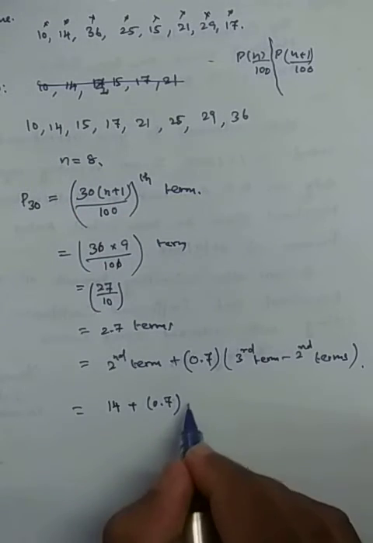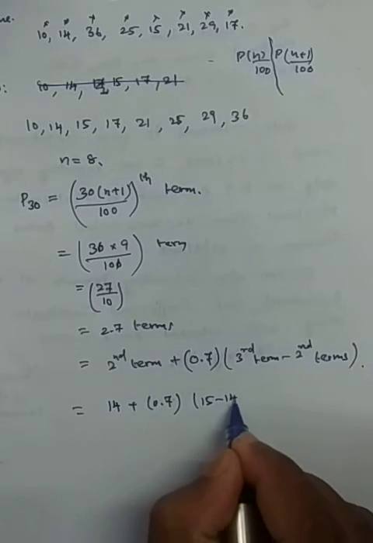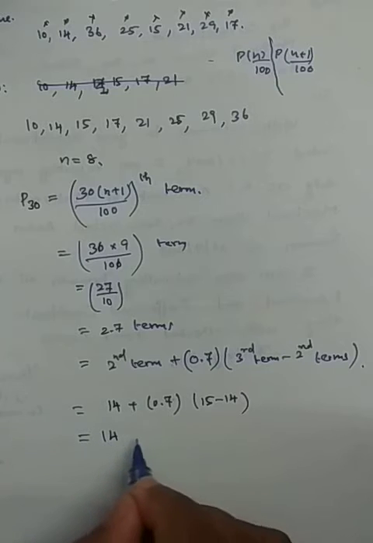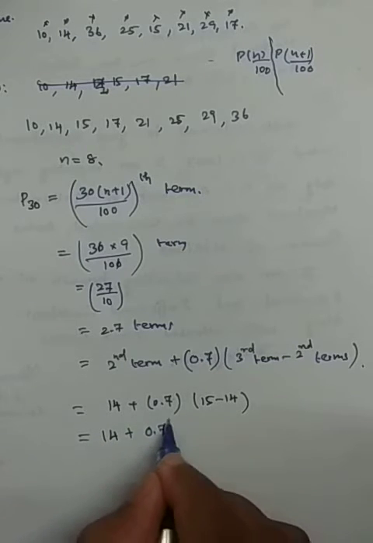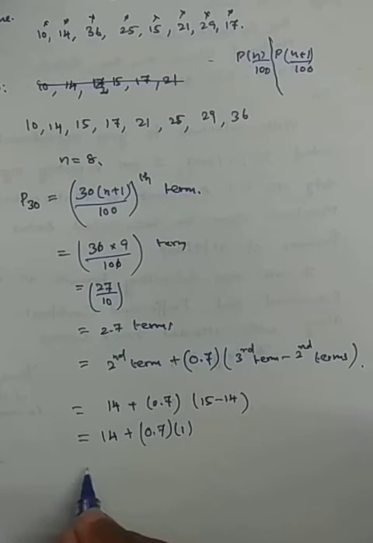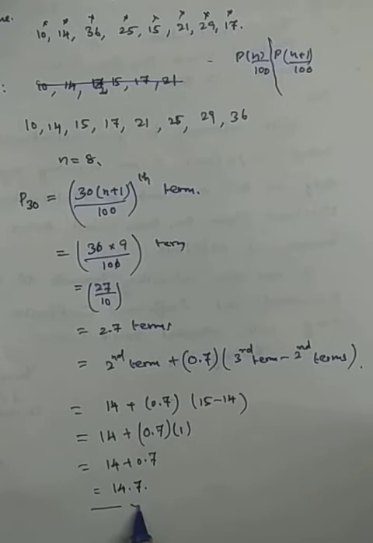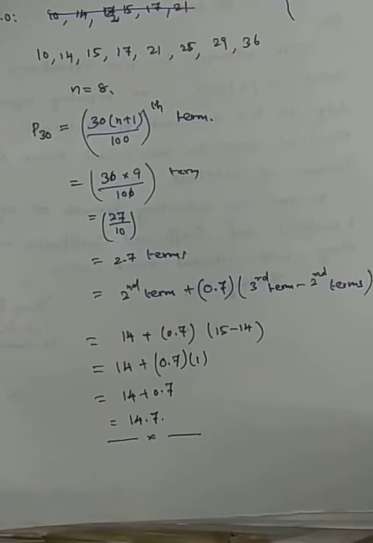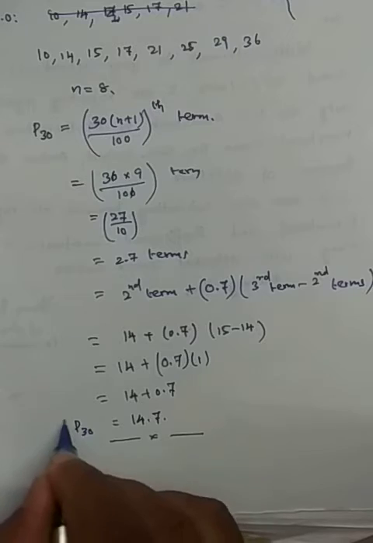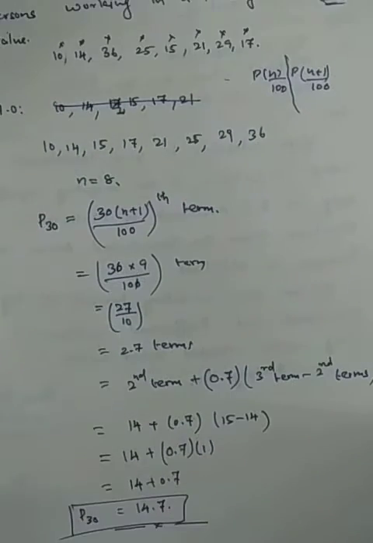15 minus 14. So the answer is 14 plus 0.7 into 15 minus 14, which is 1. So therefore it will come 14 plus 0.7. The answer is 14.7. That's the thing we are going to find here. This is your P30. Is it clear? So keep that in mind.